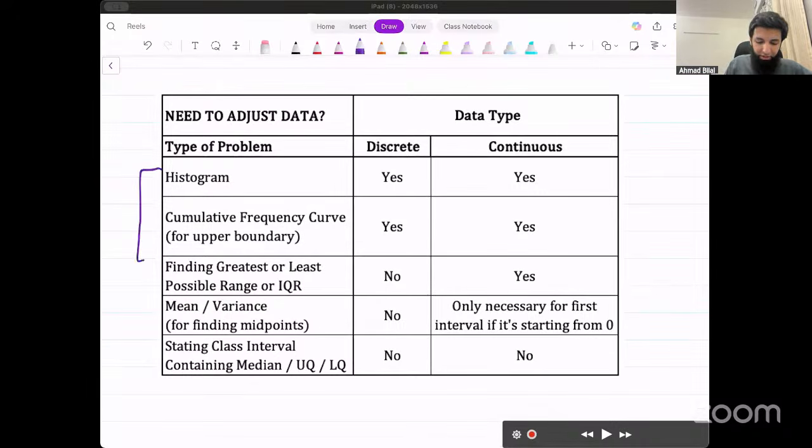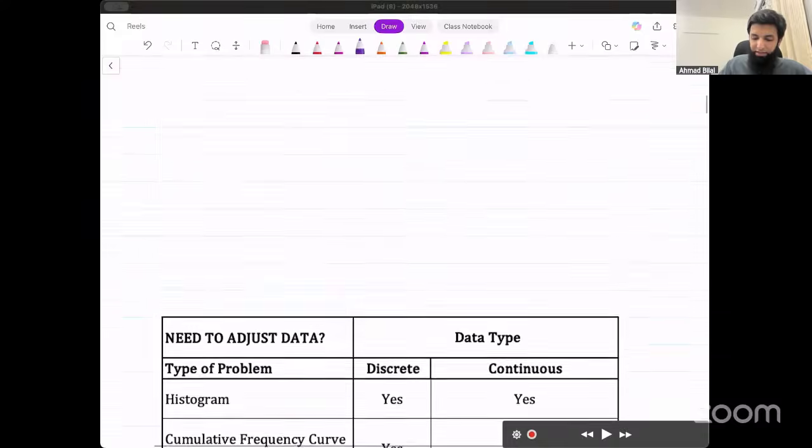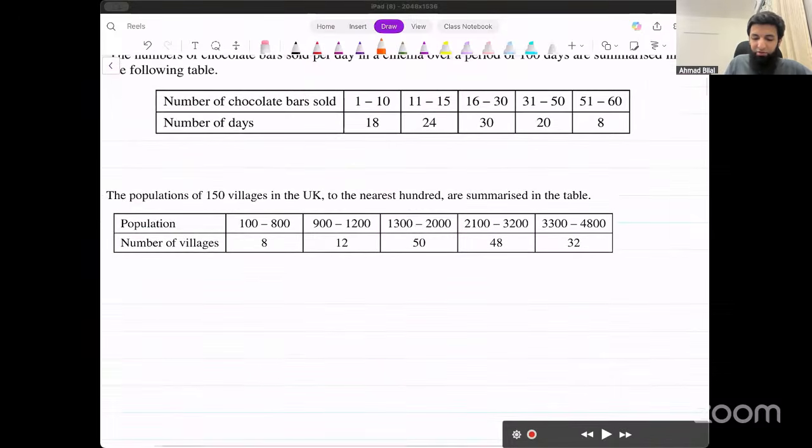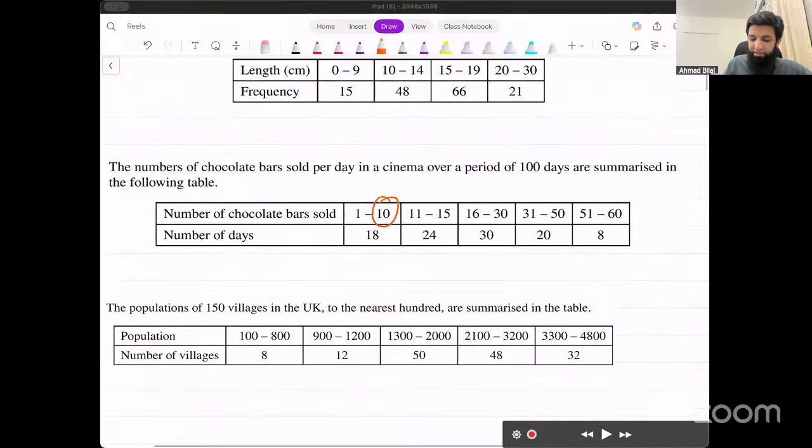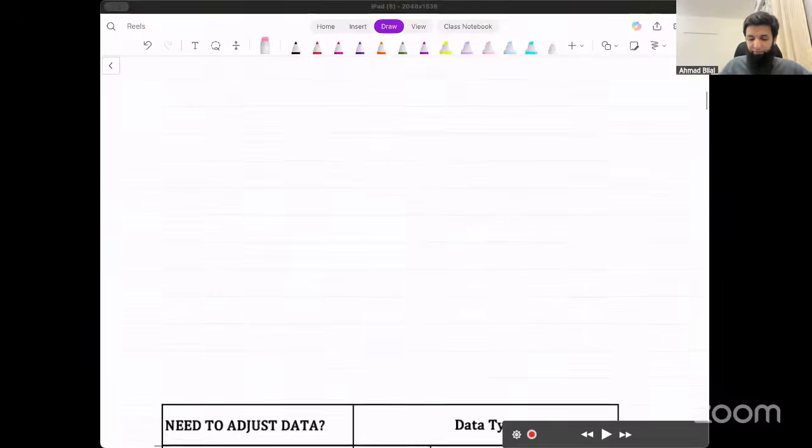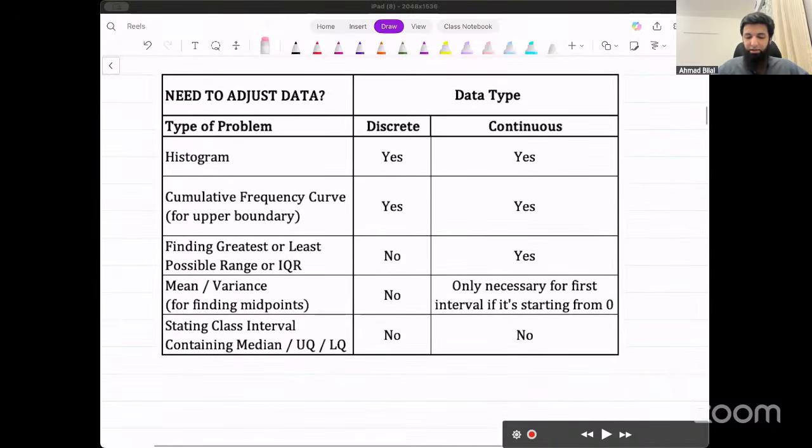In case of histogram and cumulative frequency curve, you always adjust boundaries. No matter whether the data is discrete or continuous, you always bridge the gaps between the boundaries. So for example, in this case, this is 10, this is 11, there are gaps between the intervals. You will use 0.5, 10.5, and so on. These will be the boundaries that you use for histogram and cumulative frequency curve. For diagrams, you always adjust.